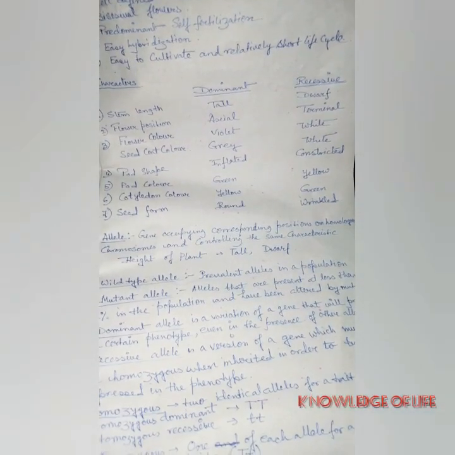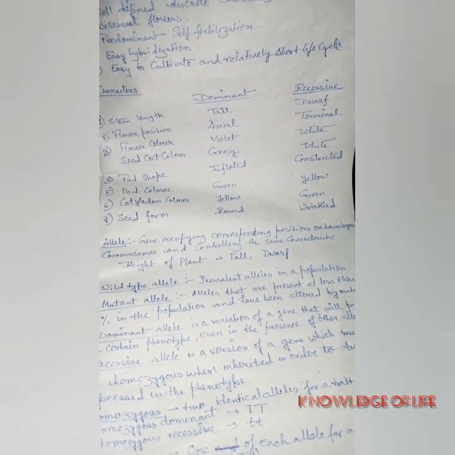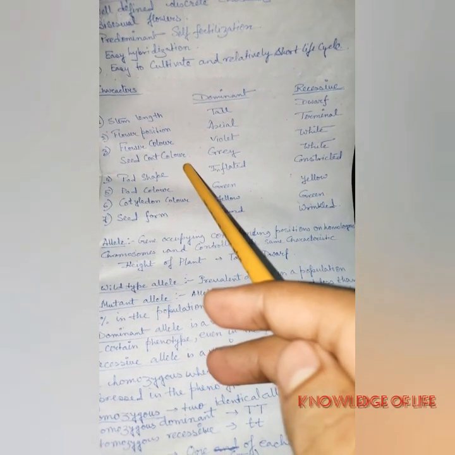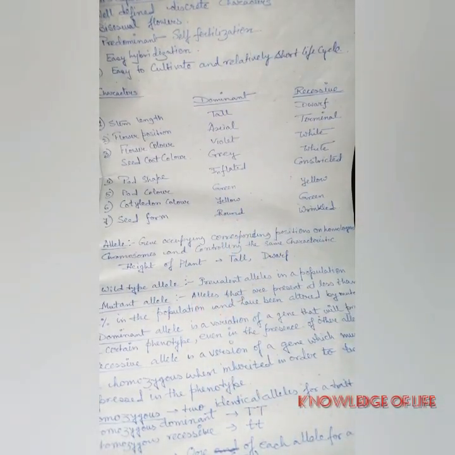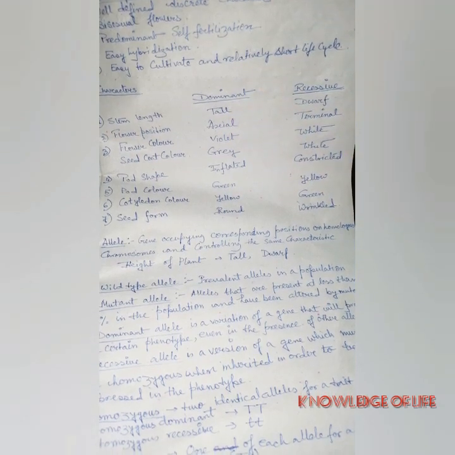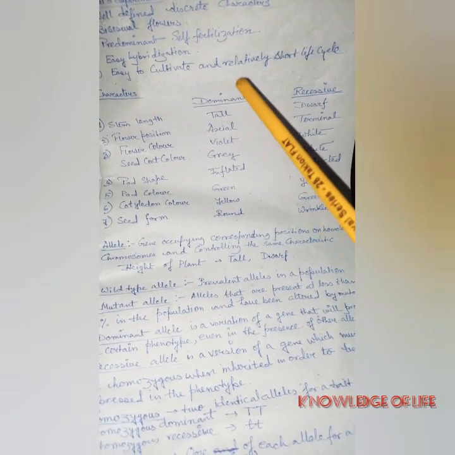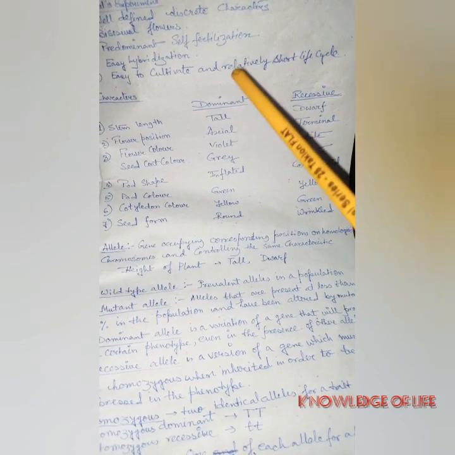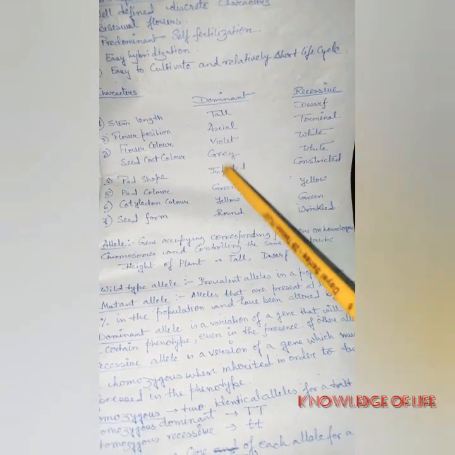Flower color is positively correlated with seed coat color. Seeds with a white seed coat were produced by plants that had white flowers, and those with gray seeds came from plants that had violet flowers.